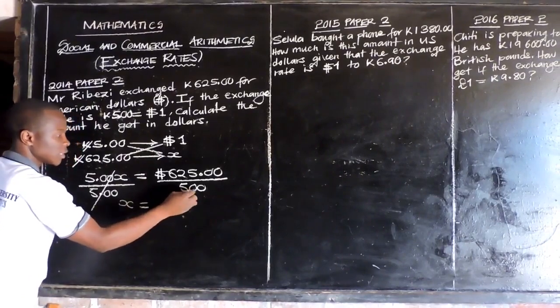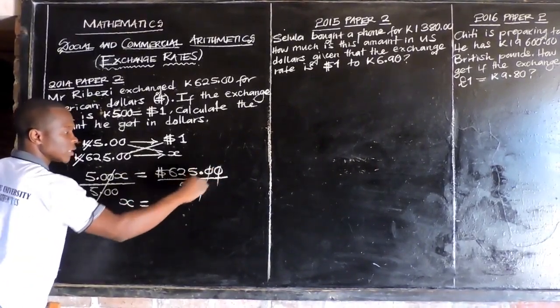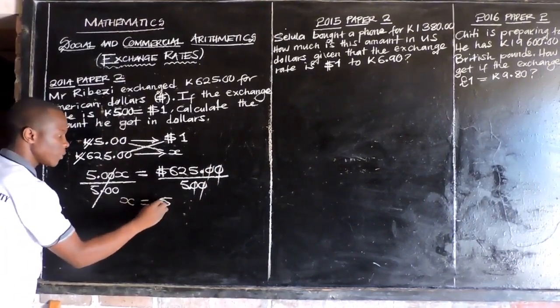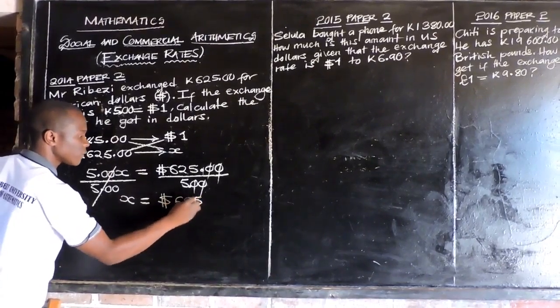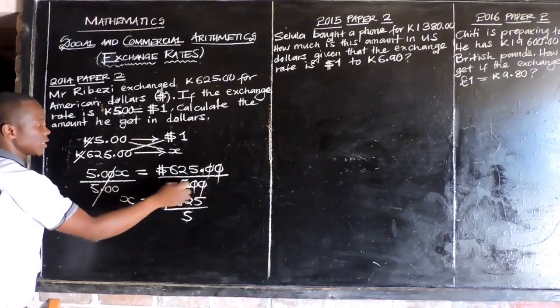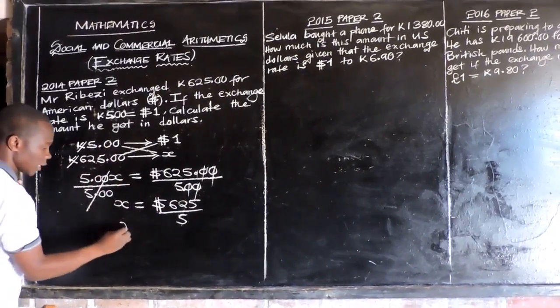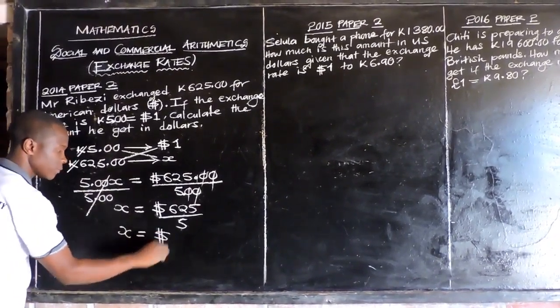Take note, these are ways, okay? So you can even do this. These can go if you like. So we remain with 625 over 5, because we have these zeros, which simply means we don't have any way. Are we together? So X is equal to, you drop this dollar symbol.